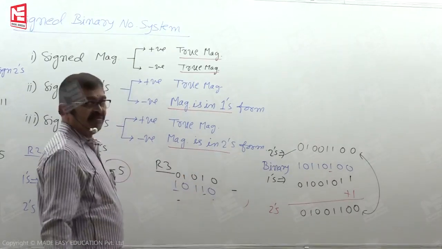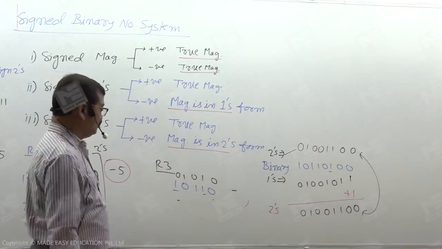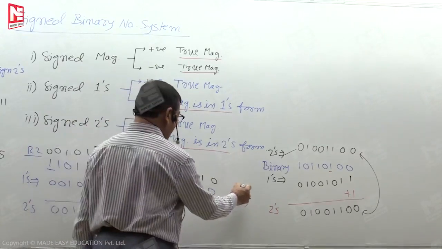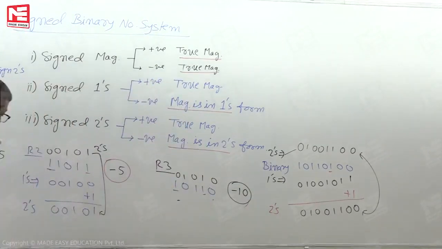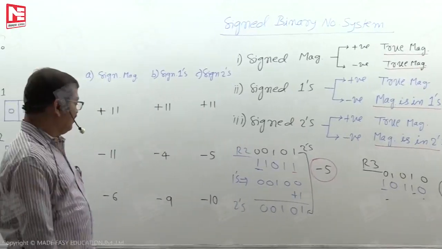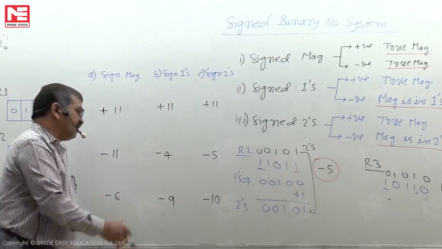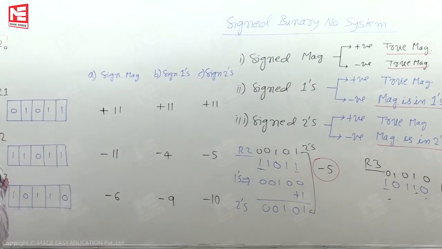So, while performing bitwise complement, we have the magnitude as 10. Along with the sign bit, it is minus 10. So, these are the answers for the question we mentioned.